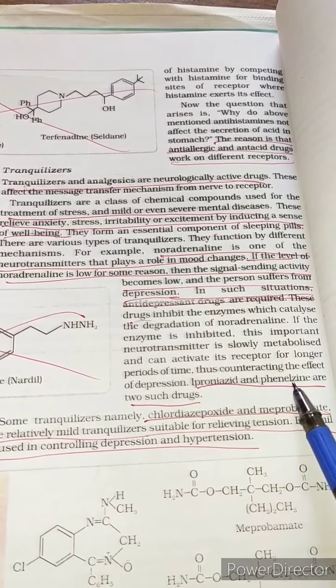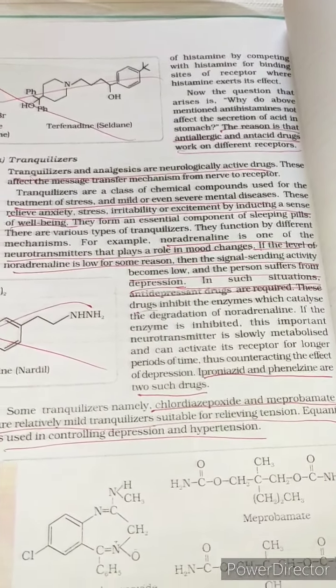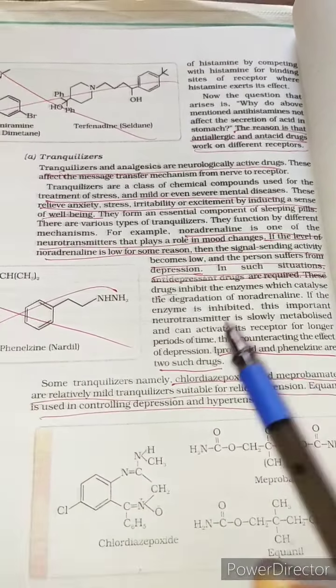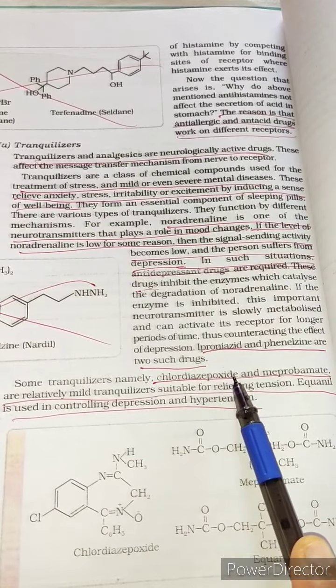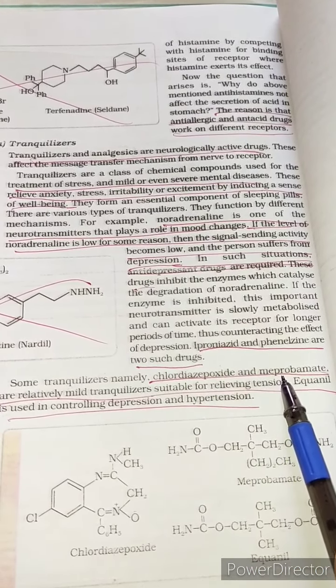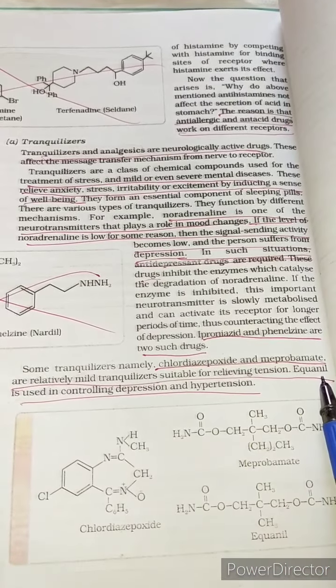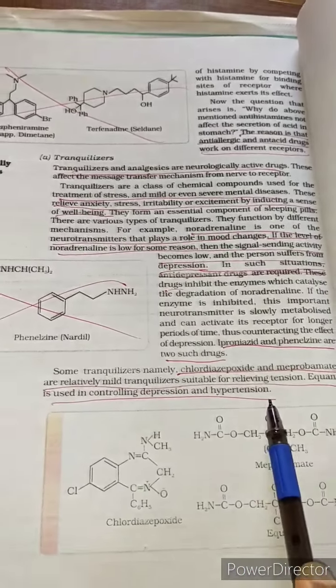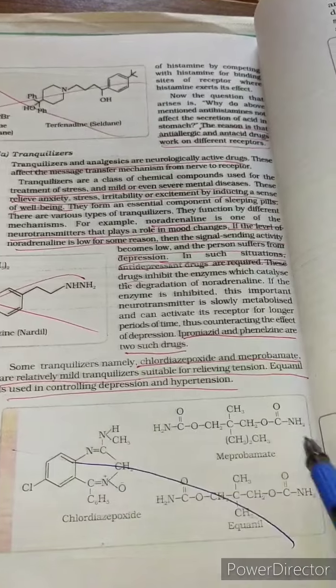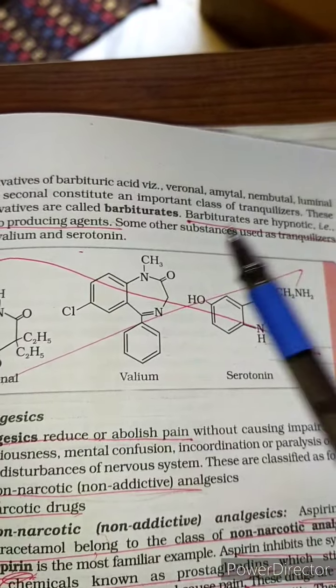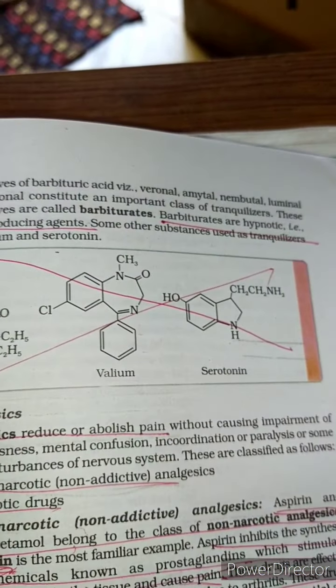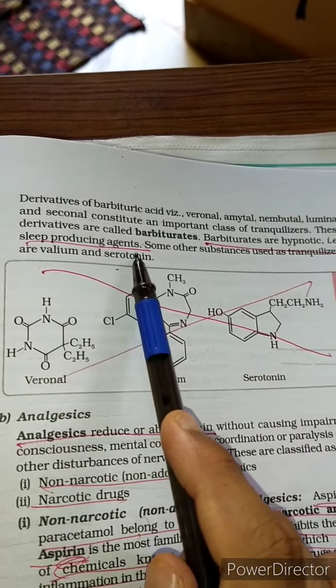Iproniazid and phenelzine are two such drugs. Some of the tranquilizers, namely chlordiazepoxide and meprobamate, are relatively mild tranquilizers suitable for relieving tension. Equanil is used for controlling depression and hypertension. This is also not required. Barbiturates are hypnotic, that is, sleep producing agents.